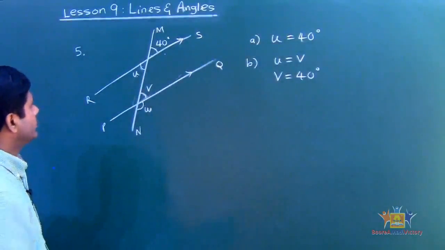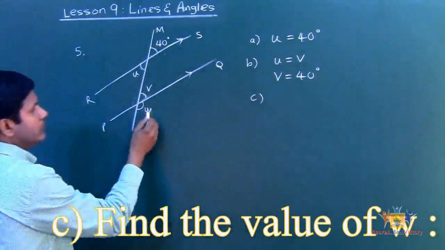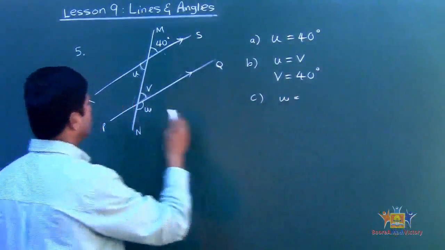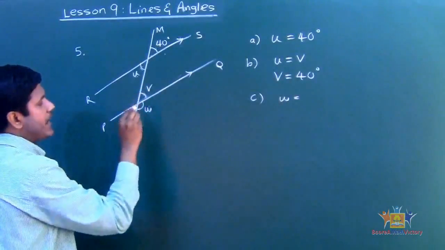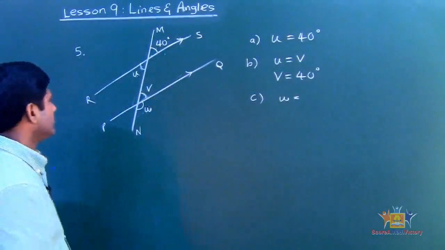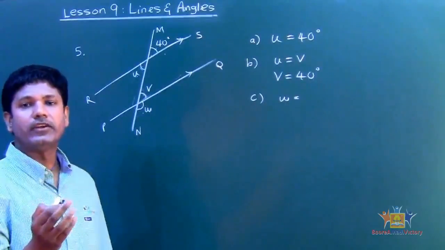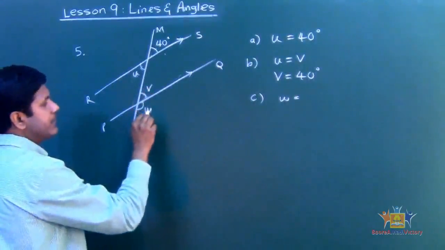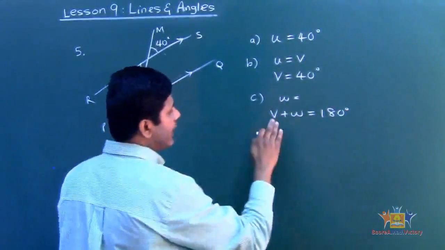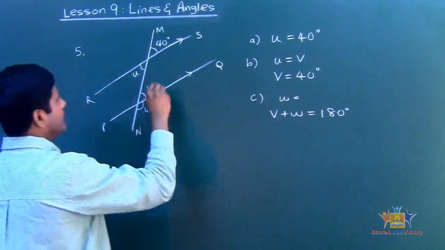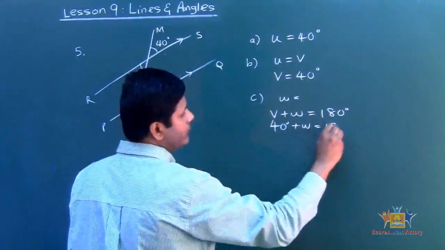Alright? So that means now we should be able to find C, which is W. How do I find W? V and W are supplementary, so 180. So V plus W should be 180 degrees. And you know V, which is 40 degrees. 40 plus W equals 180.